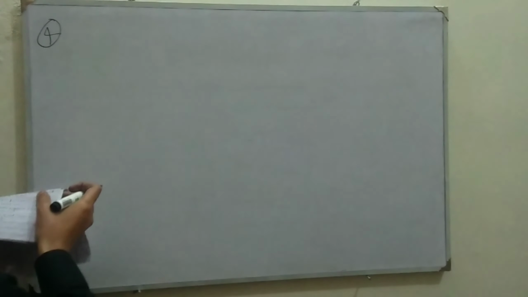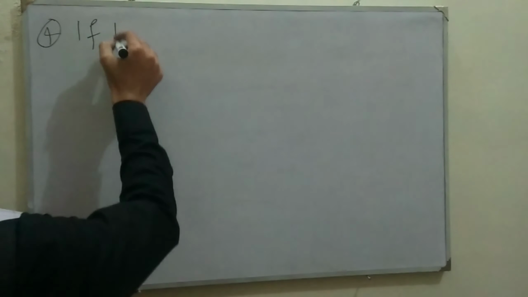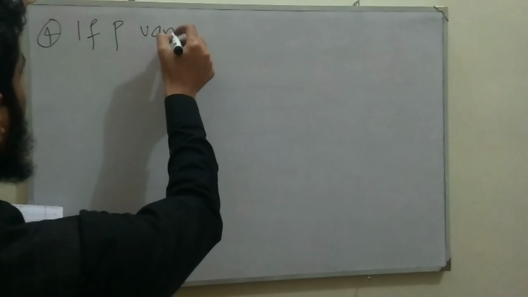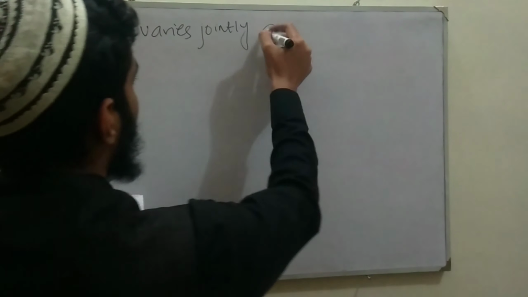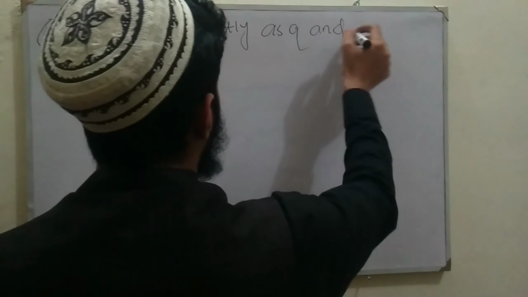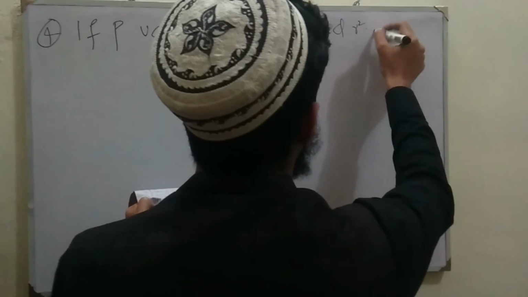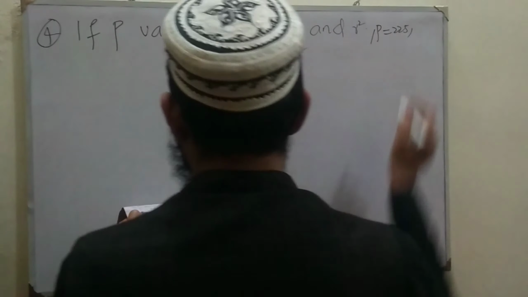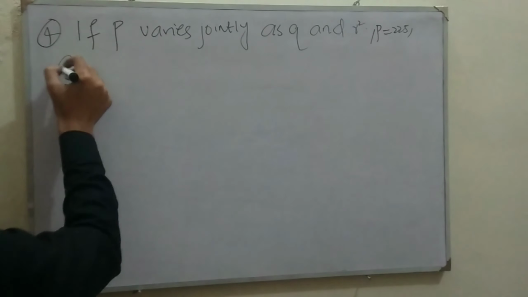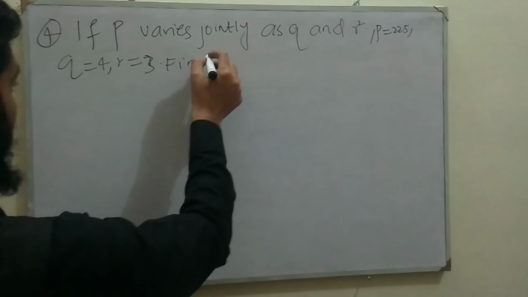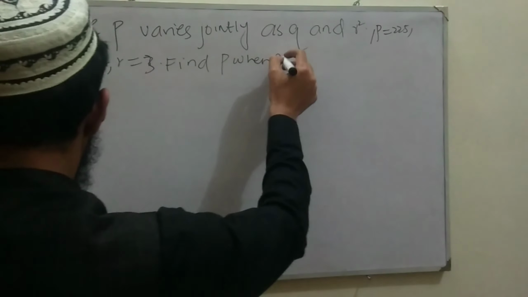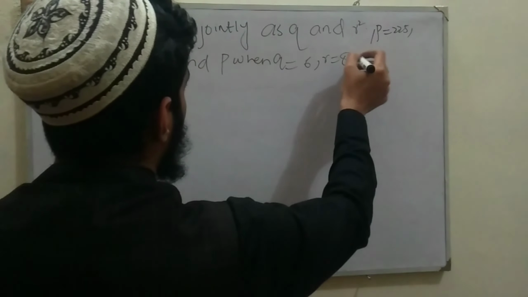Move to the fourth question of this exercise, which is the last question of today's video. Question number 4 tells that if P varies jointly as Q and R square, the value of P is 225, the value of Q is 4, and the value of R is 3. Find P when the value of Q is 6 and R is 8. Solution.